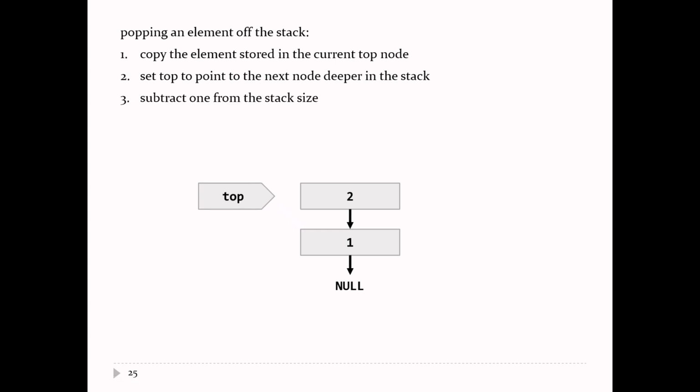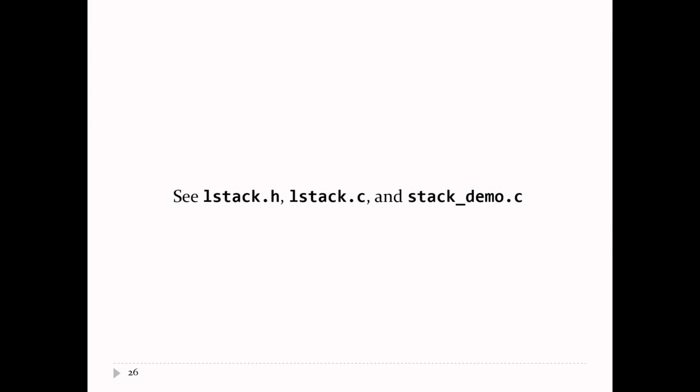I want to subtract 1 from the stack size. Notice that node disappeared. I'm going to have to free the memory that was used for that node, so there's something I have to do there. And then I want to return the value that was popped off the stack.